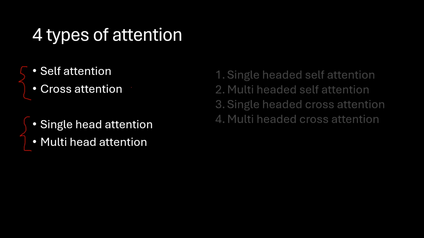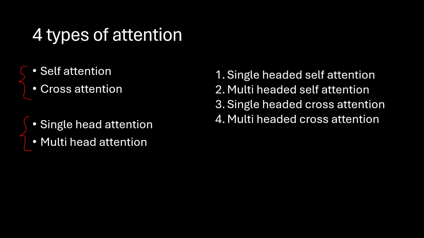To start off, there can be four types of attention. There can be self-attention and cross-attention. This is one classification. There can also be single-headed attention and multi-headed attention. So in total, there can be four variations of this attention. One is single-headed self-attention or multi-headed self-attention. The other variation is single-headed cross-attention or multi-headed cross-attention. But if we can learn single-headed self-attention, we can actually learn the later three within minutes. So let's get started with single-headed self-attention.